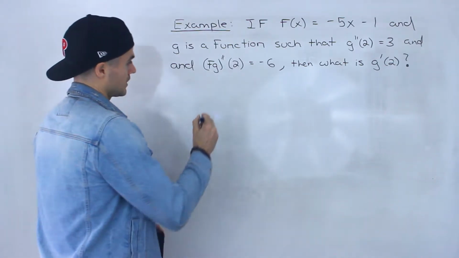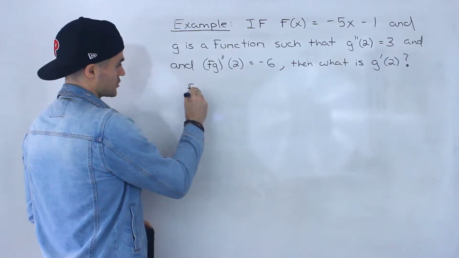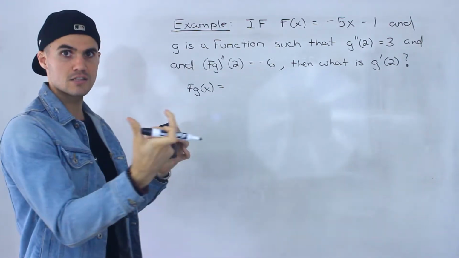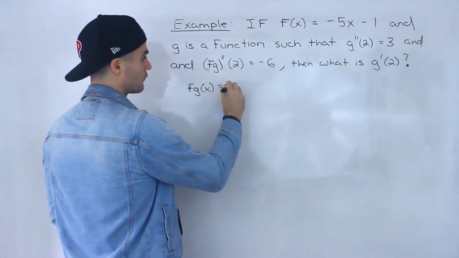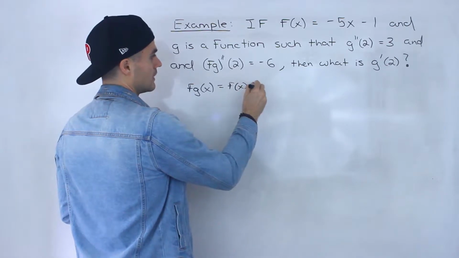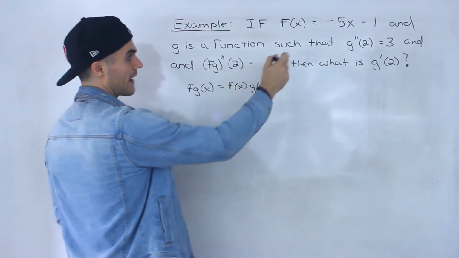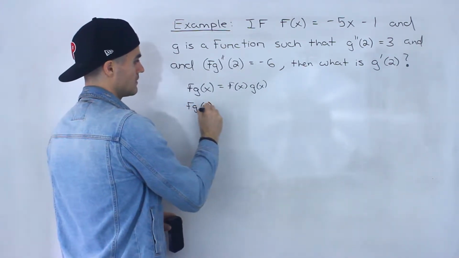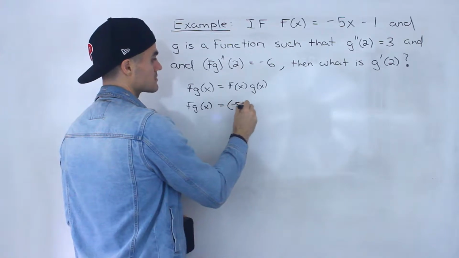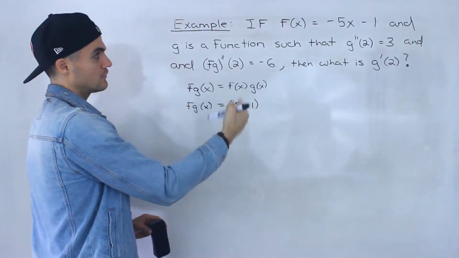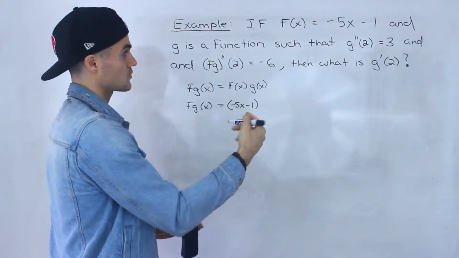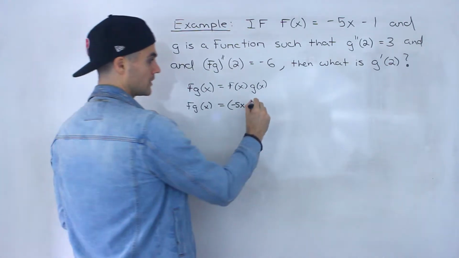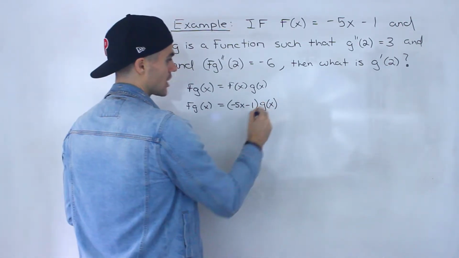So what I'm going to do here is I'm first going to get an expression for fg of x. And fg of x basically is the function f of x times g of x, both functions multiplied together. Now notice in the question we're given what f of x actually is. It's negative 5x minus 1. So I'm going to plug in that expression there for f of x. Now notice g of x, we're not given the actual function g of x. We're given information about it, like over here, but we're not given the actual function. So I'm going to just keep it in that general format.